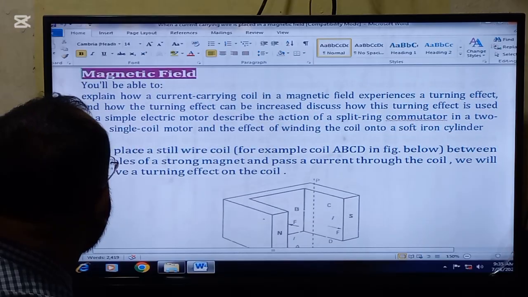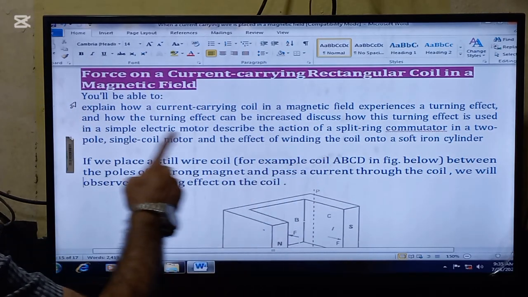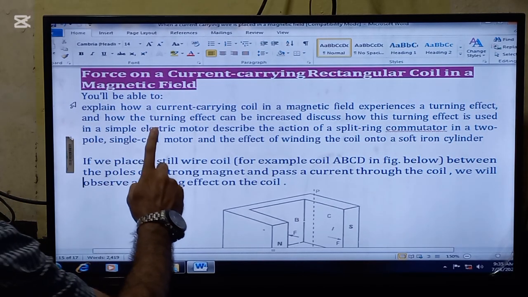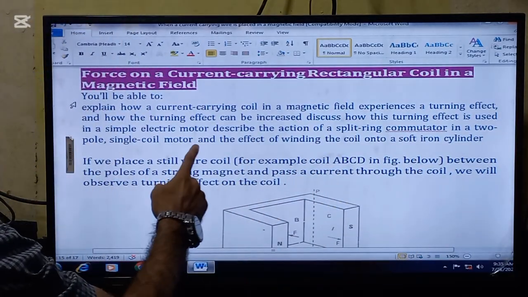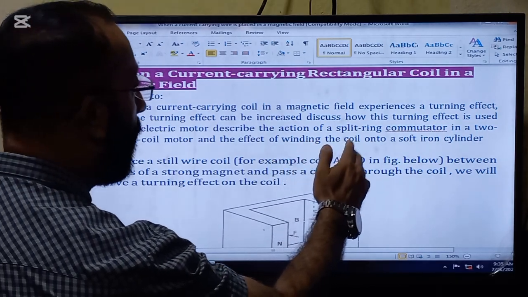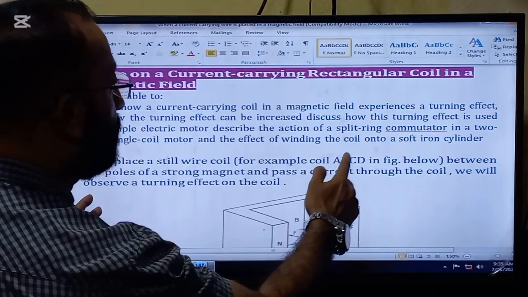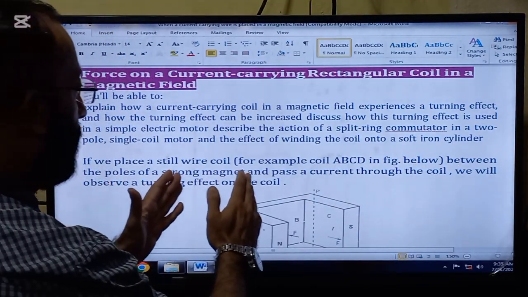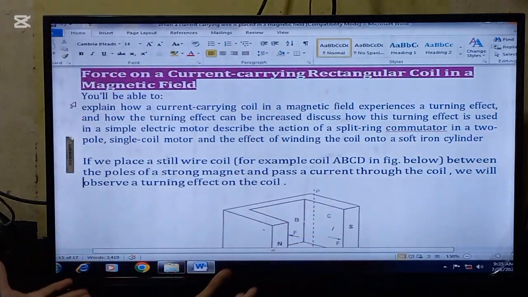Okay, the next thing in the lecture for today is force on a current carrying rectangular coil in a magnetic field. You will be able to explain how a current carrying coil in a magnetic field experiences a turning effect and how the turning effect can be increased. Discuss how this turning effect is used in a simple electric motor. Describe the action of the split ring commutator in a two-pole single pole motor and the effect of winding the coil onto a soft iron cylinder. So here is the explanation now.